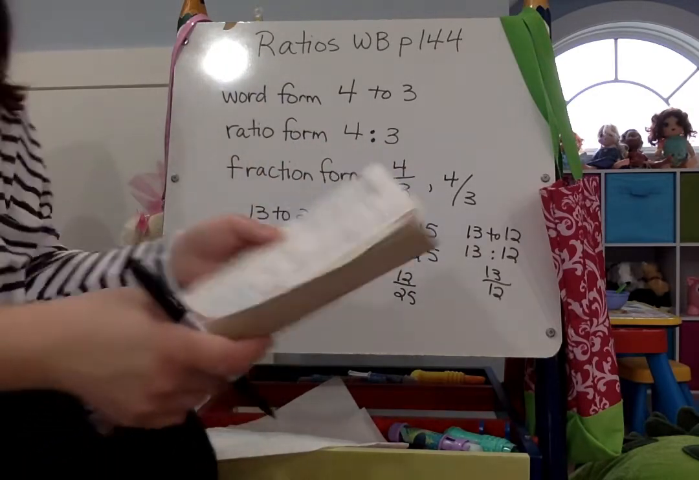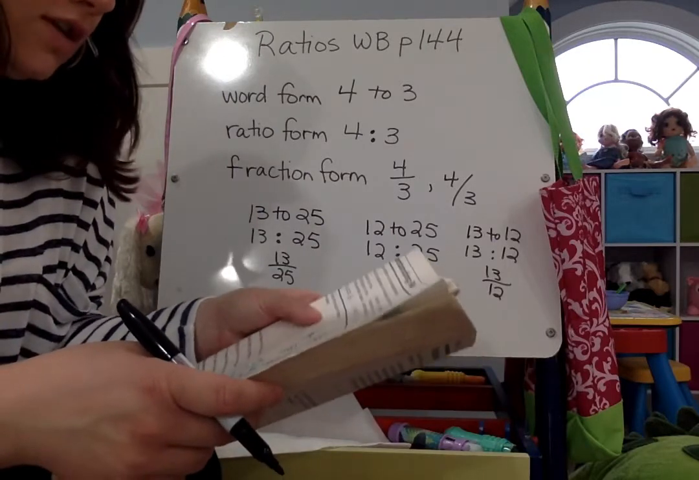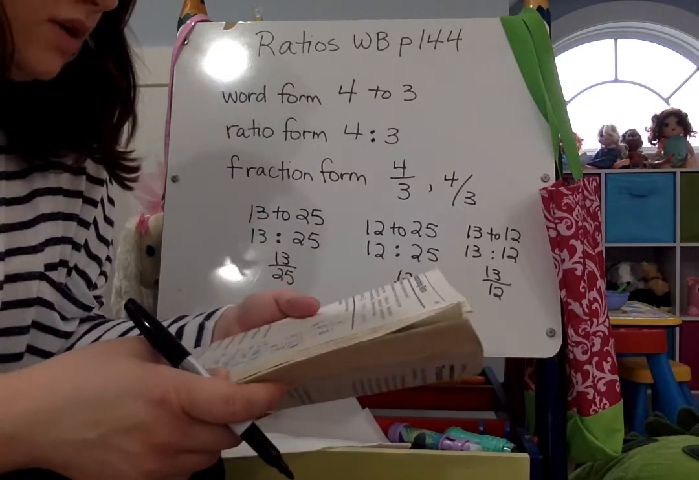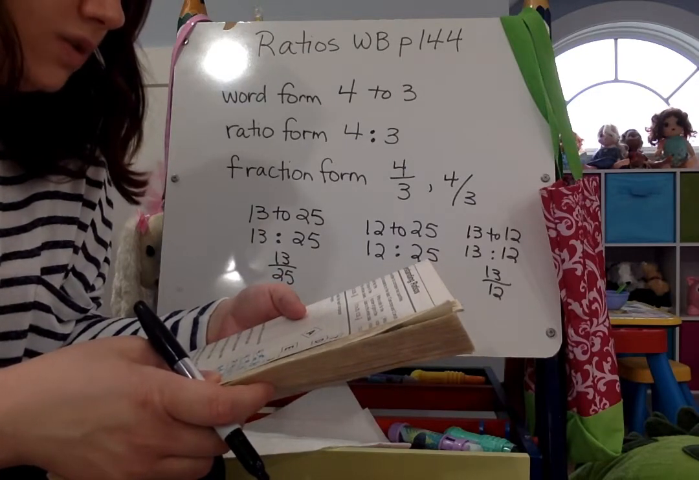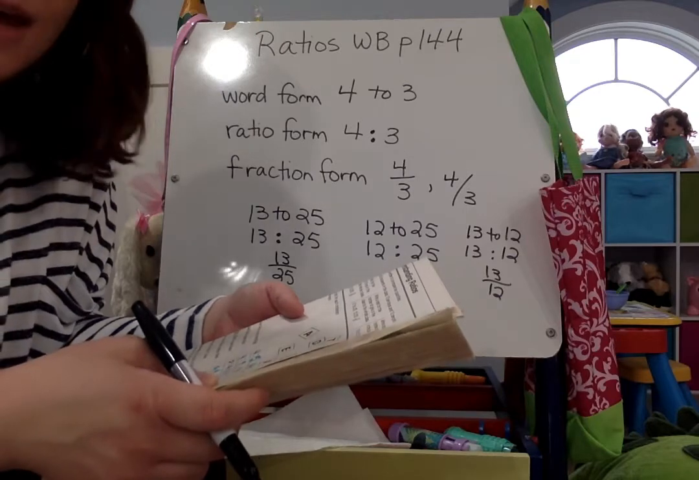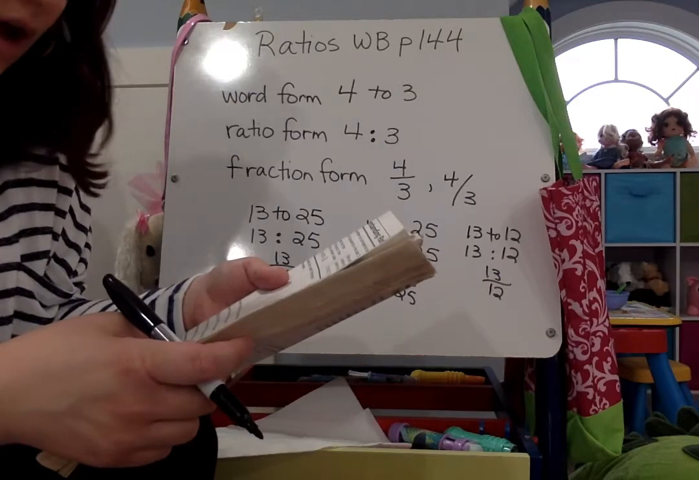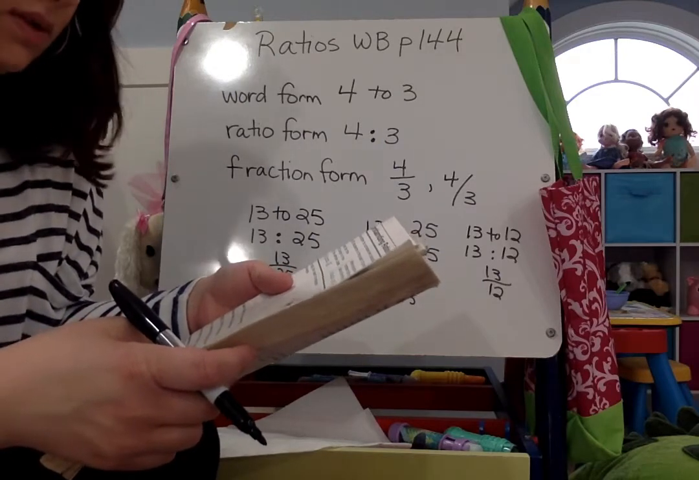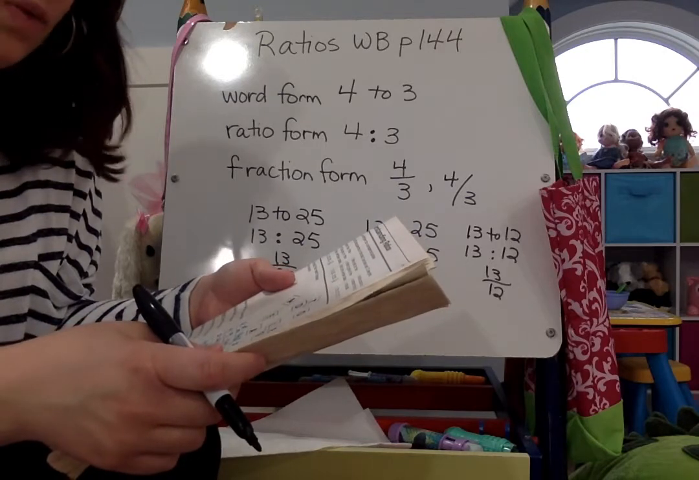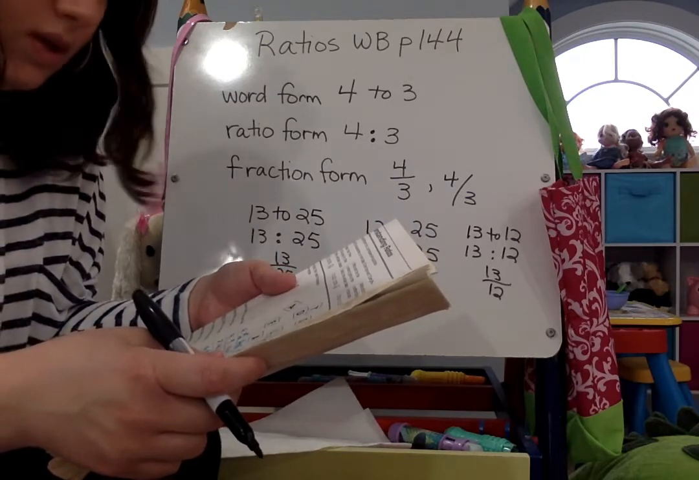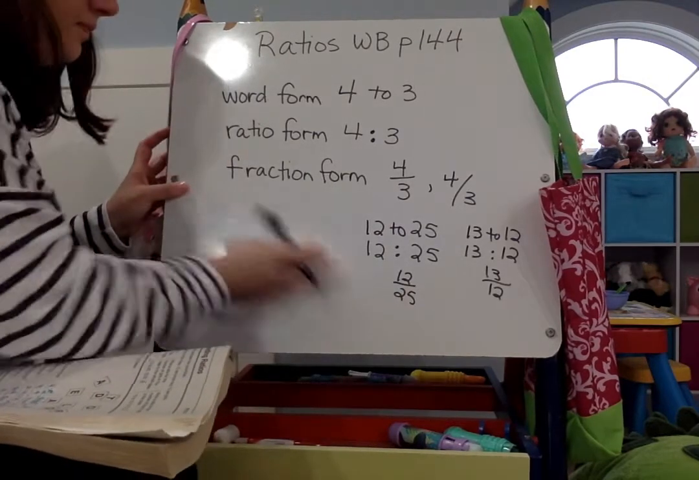So the part that you're supposed to do says write a ratio for each comparison in 3 ways. So number 1, you're going to look at those tiles and count them. It says the number of vowel tiles to non-vowel tiles. So you have to count how many vowels there are, how many letters there are that are not vowels, and then write the ratio in 3 ways. You have to write it with the word to, with the colon, and with the fraction. So I'm going to erase this and show you number 1.